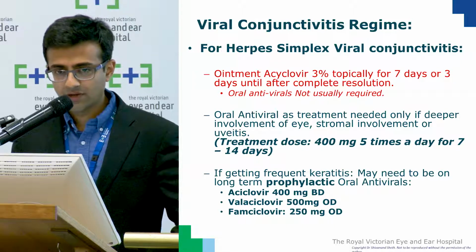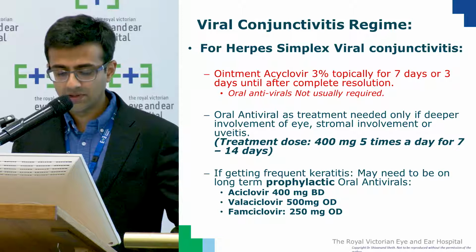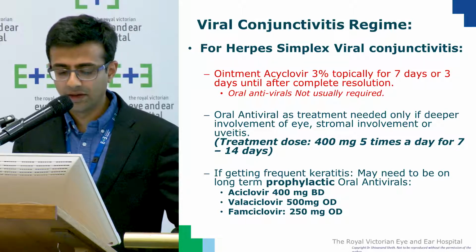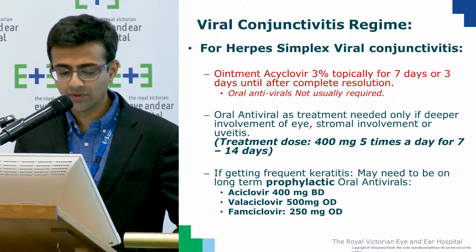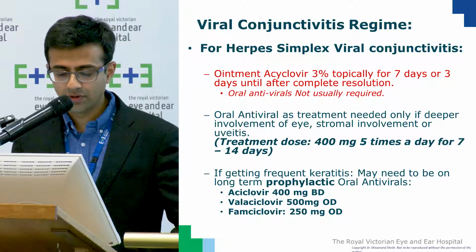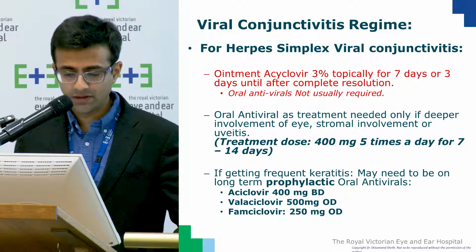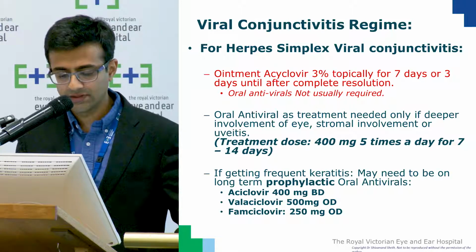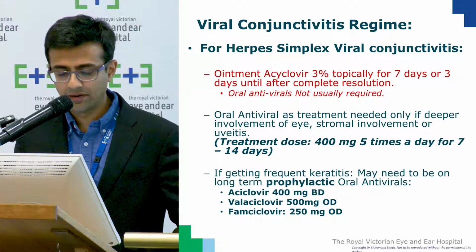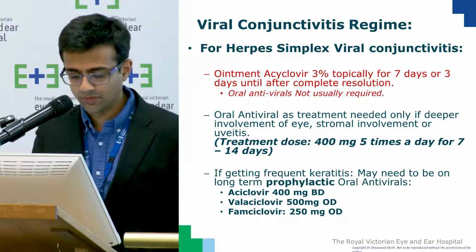And sometimes if they're getting frequent relapses, then we keep them on long-term prophylactic antivirals. So those are the 3 most commonly used ones. And the prophylactic dose for oral antivirals for HSV recurrent viral keratoconjunctivitis is acyclovir 400 milligram BD, or valacyclovir 500 milligrams OD, famciclovir 250 milligram OD.